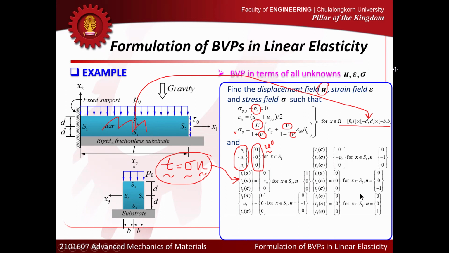And S4, S5, and S6, I can do exactly in the same way as S2, because on the surfaces S4, 5, and 6, we know traction completely. On S4, S5 and S6, T0 is 0, and for S4, T2 is not 0, but T1 and T3 are 0. You can see that all the information that we know has to be used here in the formulation, and also for the N as well.